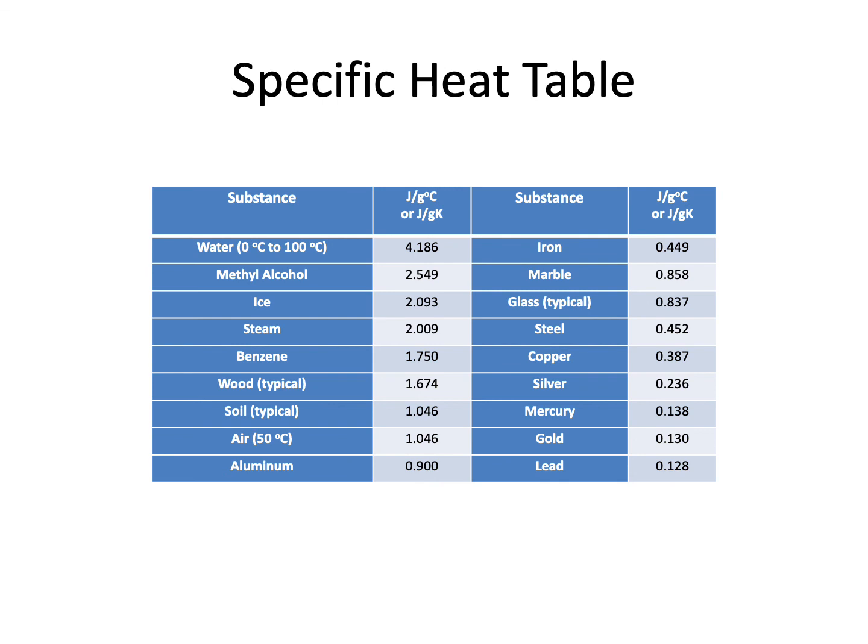Now, if we look down here at the bottom right, when we look at the metals, so you have copper, silver, mercury, gold, lead, they have very low specific heats. That means it doesn't take as much energy to raise the temperature of copper and silver and mercury. So the temperature is going to go up dramatically quickly, whereas with water, you're going to have to add a lot of energy in order for it to raise its temperature.